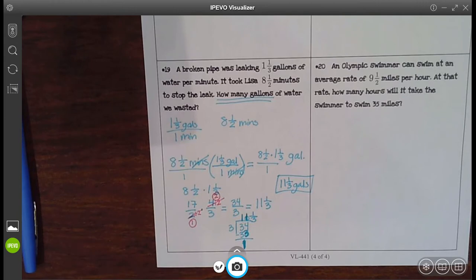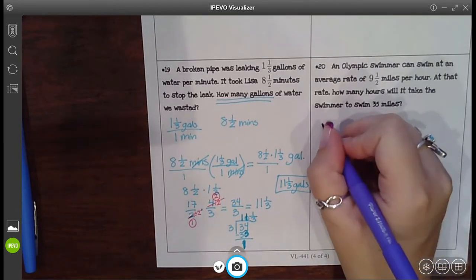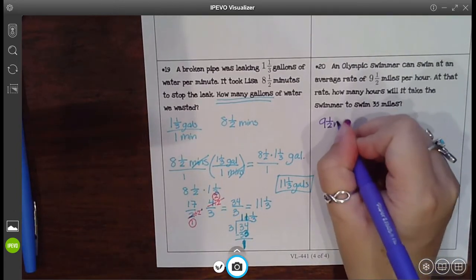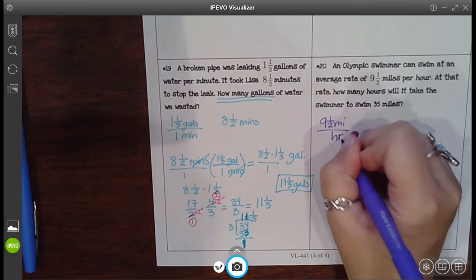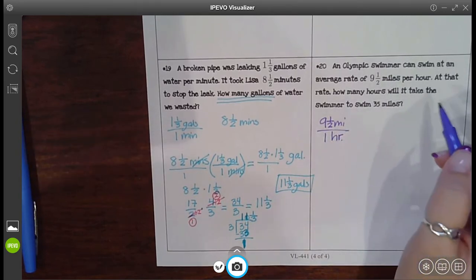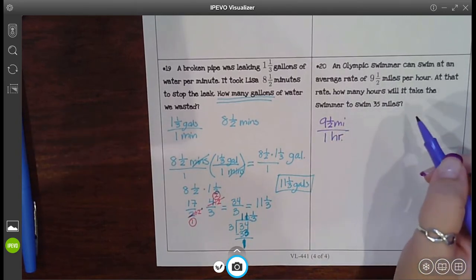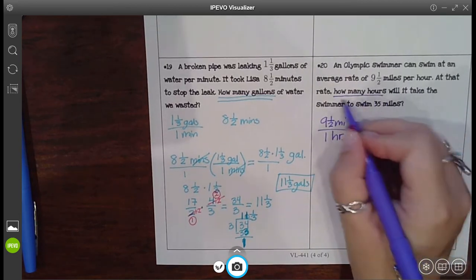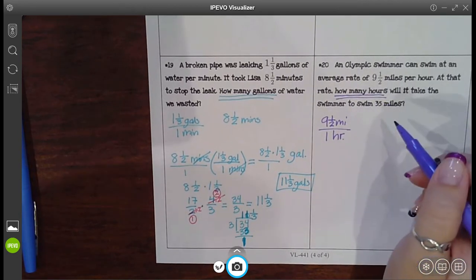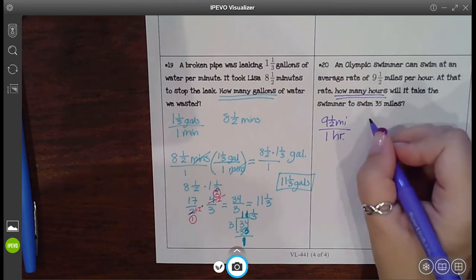Okay, let's go ahead and look at our next one. It's done kind of similarly. An Olympic swimmer can swim at an average rate of 9.5 miles per hour. So 9.5 miles per hour. So 1 hour. At that rate, how many hours, so we don't know how many hours, that's what we're trying to find, will it take the swimmer to swim 35 miles?